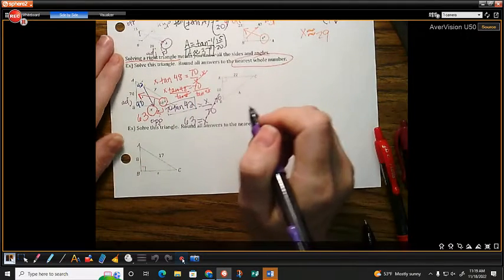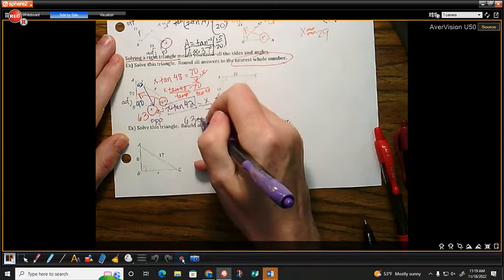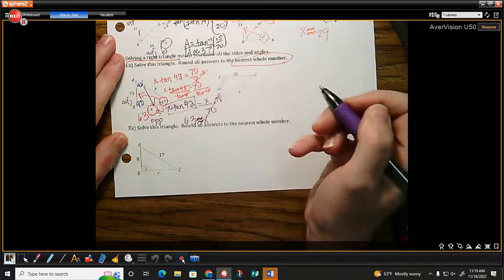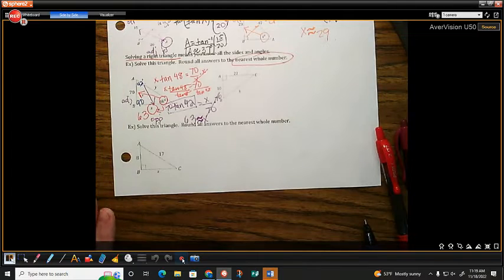Still ends up being 63? Yes, and it should be approximate because we have rounded it to the nearest whole number. Okay? So the nice thing here is if you have more than one of the sides, or more than one of the angles, you get to pick which one you want to use. Sine, cosine, or tangent. Just pick one that you know how to set up.